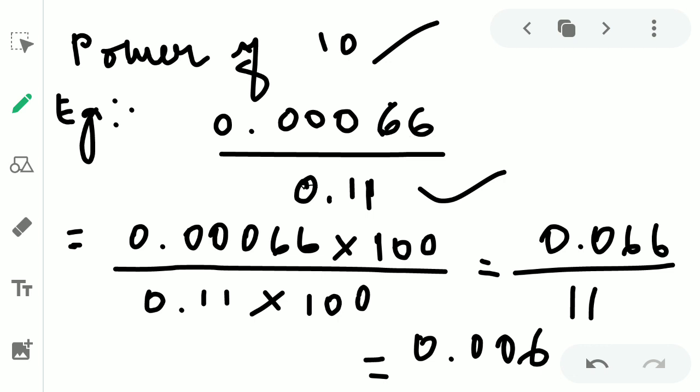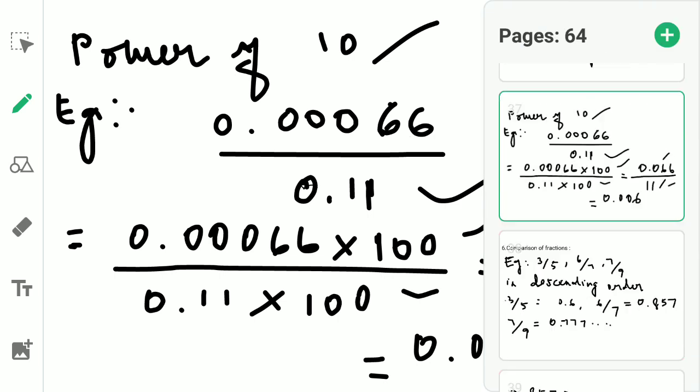In this denominator you have 0.11. After the point you have 2 digits. So I have to multiply by 100. In any question, always look at the denominator in decimal. So multiply by 100 and 100. When I multiply it, I'll get 0.66 divided by 11. So this becomes easy. When I divide it, I'll get the answer as 0.06.